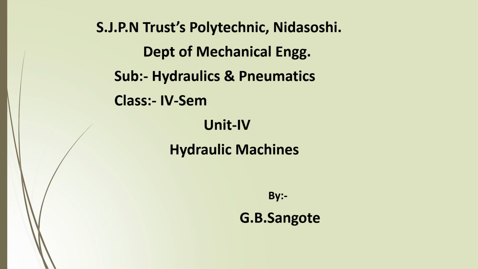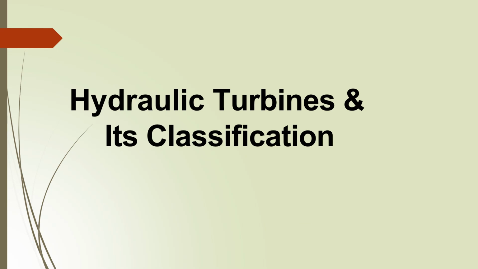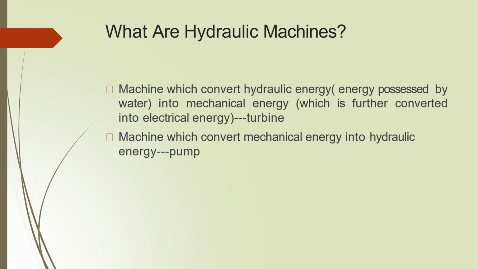So hydraulic machines are also known as hydraulic turbines. First we'll discuss what we mean by a hydraulic machine. You know that a machine is a device which converts one form of energy into another form of energy. So a hydraulic machine is a machine which converts hydraulic energy, meaning the energy possessed by water, into mechanical energy, which is again converted into electrical energy.